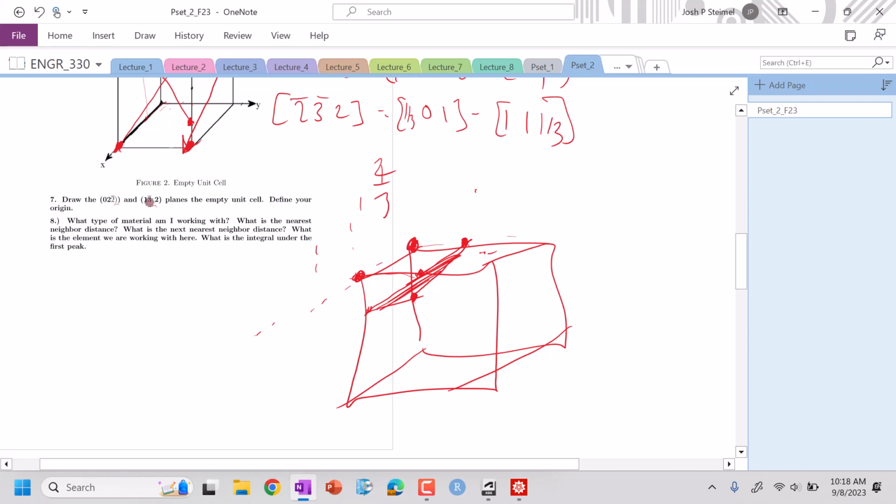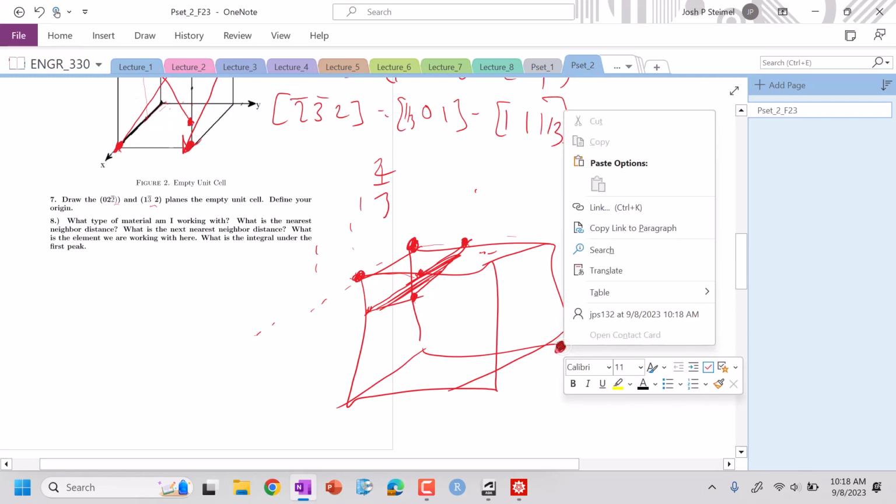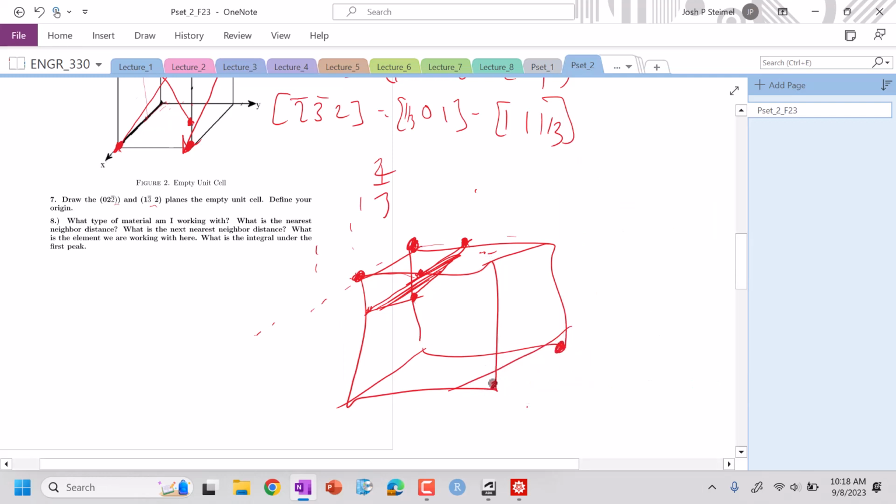If I'm doing 1, minus 3, 2, again, I'm going to have to go to the left. So I'm going to put my origin here because I'm going to have my intercept of 1. I'm going to have my intercept here, minus 3, which is going to be a third here, and then 2 will be a half, so it's just going to be bang, bang, bang. We got it. There we go.